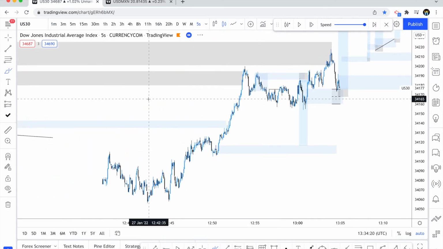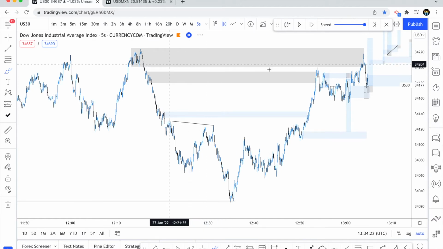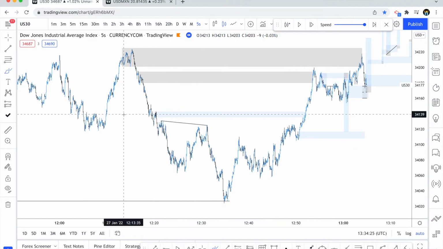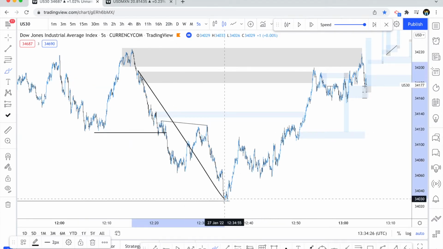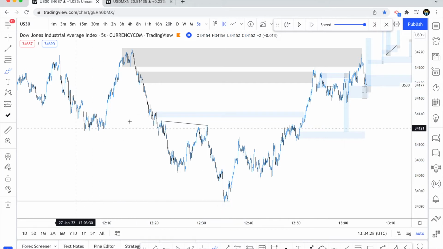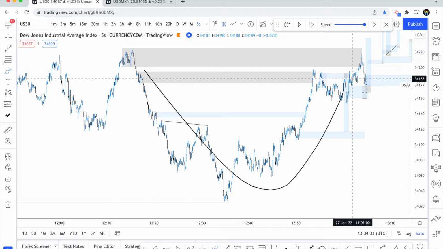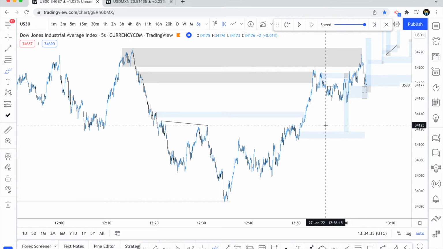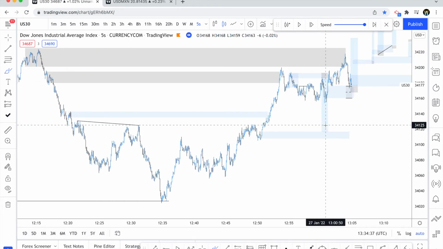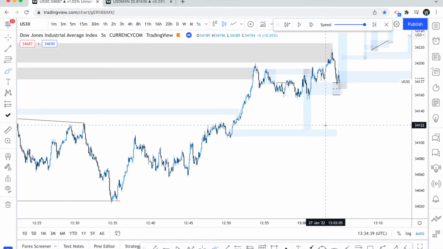We marked out our major supply area. I marked out the supply area because we did have an area where price broke structure here, so major structure here, which also made sense for us to look for a potential sell here. Now I knew that this wasn't going to be a sell. It was going to be a seller's market.